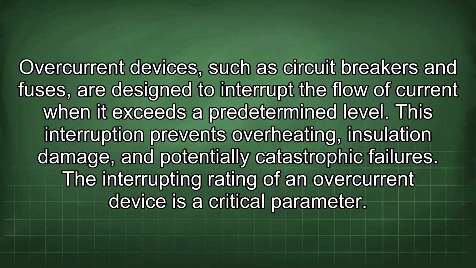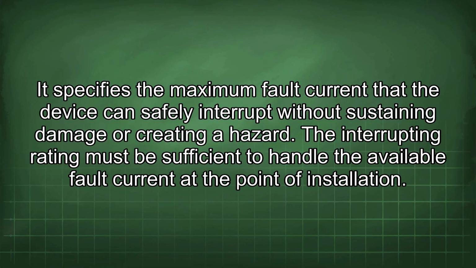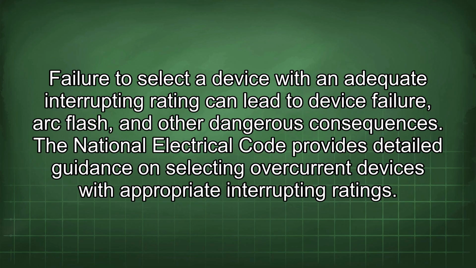The interrupting rating of an overcurrent device is a critical parameter. It specifies the maximum fault current that the device can safely interrupt without sustaining damage or creating a hazard. The interrupting rating must be sufficient to handle the available fault current at the point of installation. Failure to select a device with an adequate interrupting rating can lead to device failure, arc flash, and other dangerous consequences. The National Electrical Code provides detailed guidance on selecting overcurrent devices with appropriate interrupting ratings.